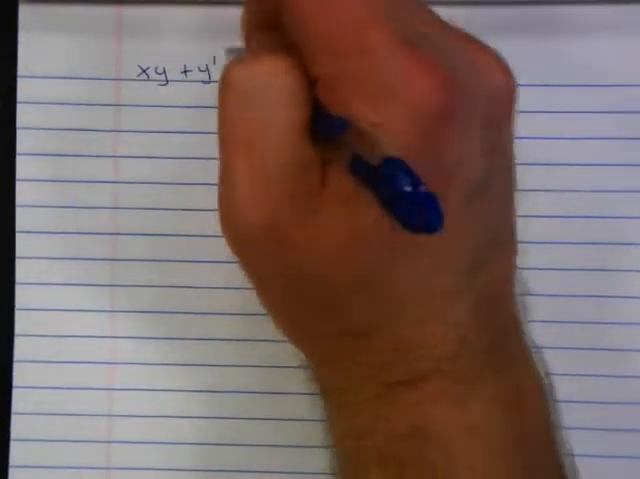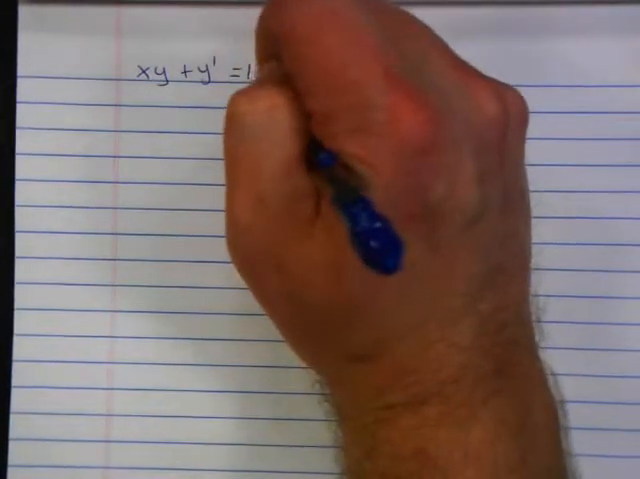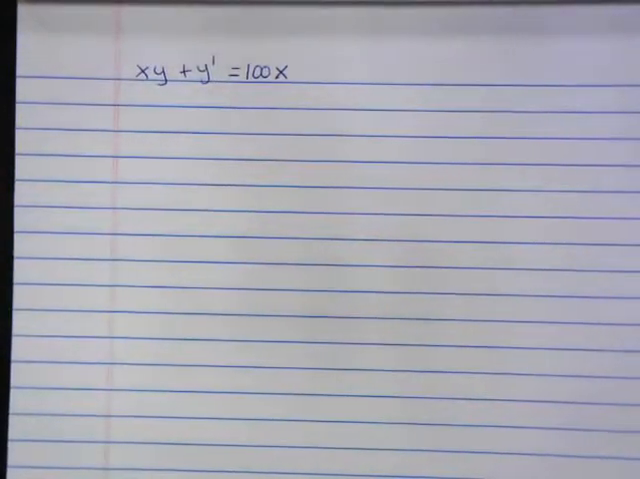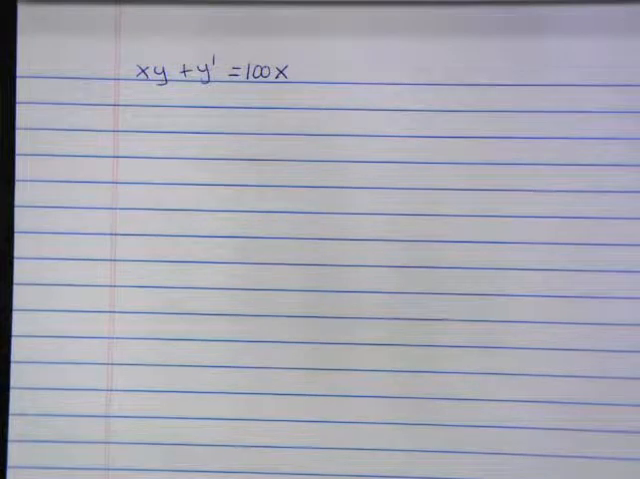xy plus y prime equals 100x. Well, at this point in your life, the only sort of differential equation you know how to solve is a separable differential equation. So my question is, how do you separate the variables?